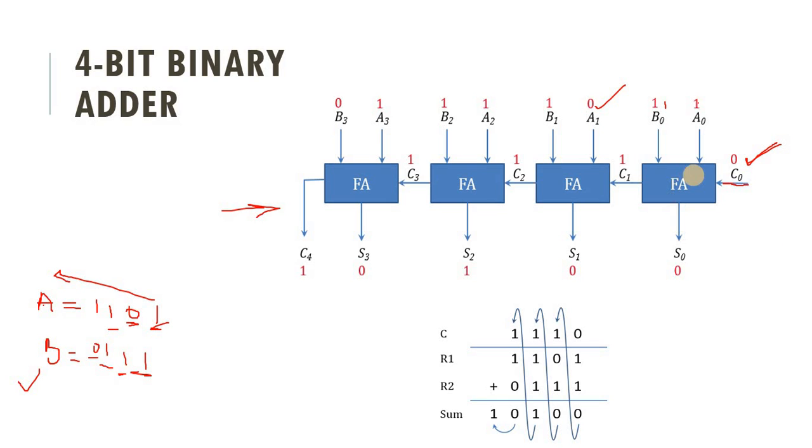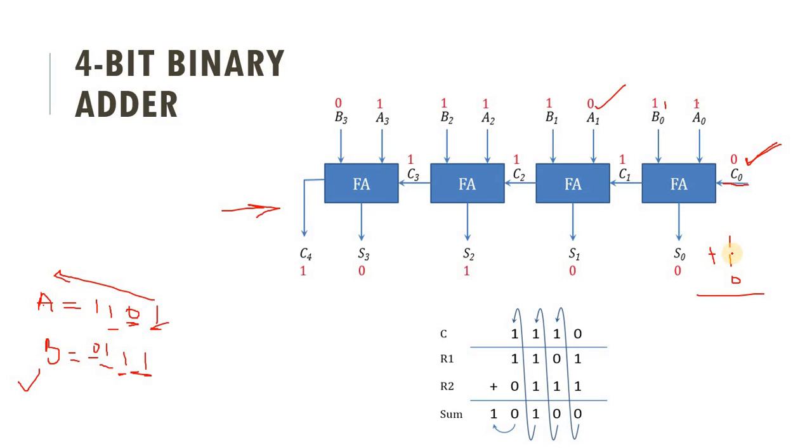Okay, so now let's start calculating. The first bit A0 is equal to 1, B0 equals 1, and the carry input is 0. So this is a full adder, so it adds these two binary bits and generates the output.